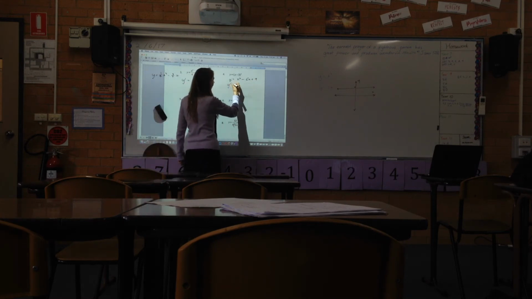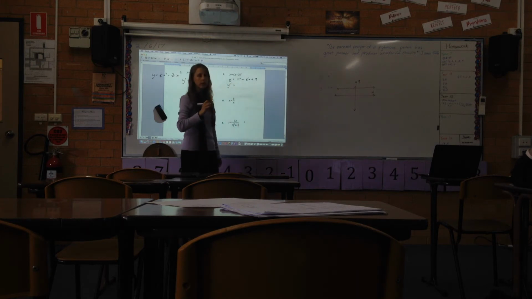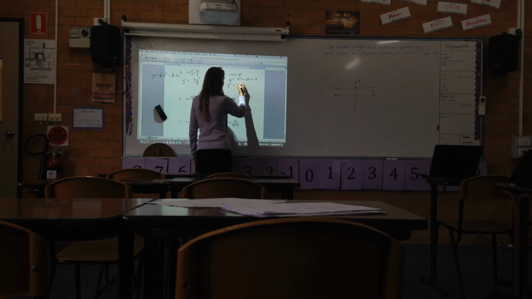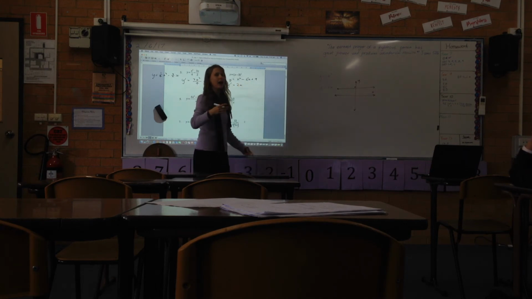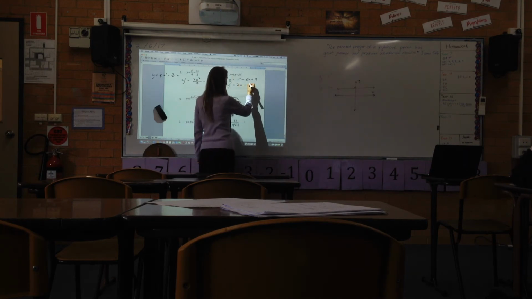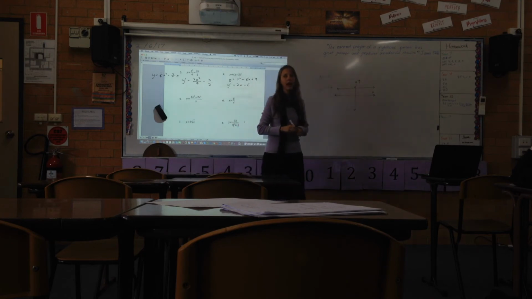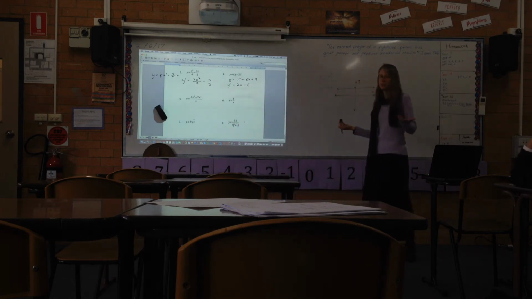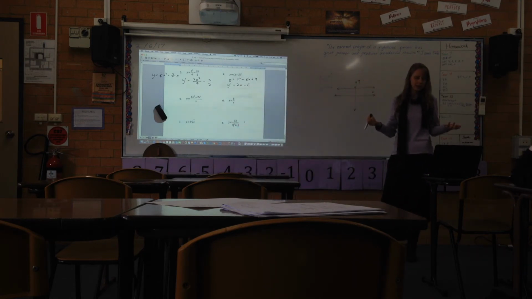So y dash equals: 2x squared becomes 2x, minus 6x becomes minus 6, and the 9 becomes 0. Are we done? Yeah.